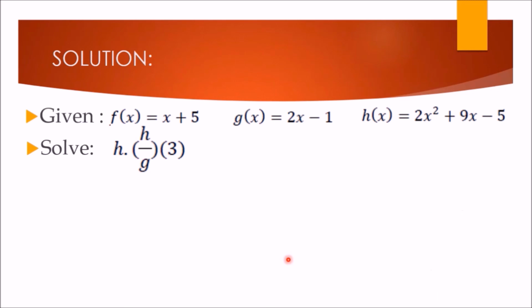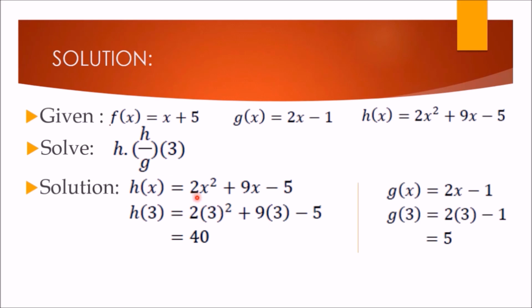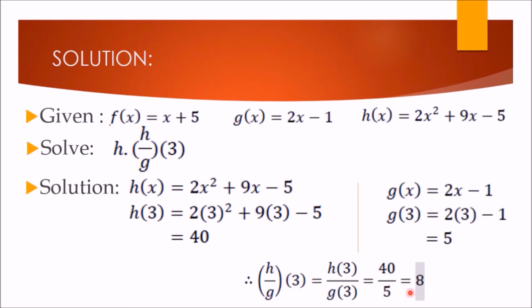Next, let's have h over g of 3. Let's use the given function h of x, 2x squared plus 9x minus 5, and g of x, 2x minus 1. Instead of x, you'll have 2 times 3 squared plus 9 times 3 minus 5, which is 40. The g of x, which is 2x minus 1, is 5. 40 over 5 is equal to 8.